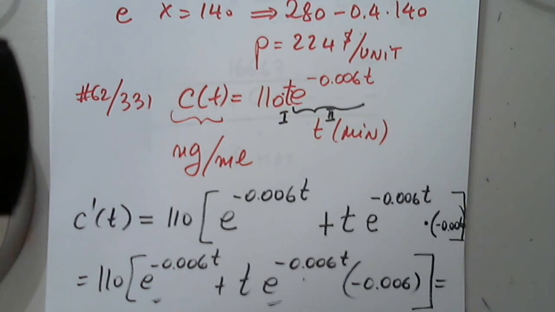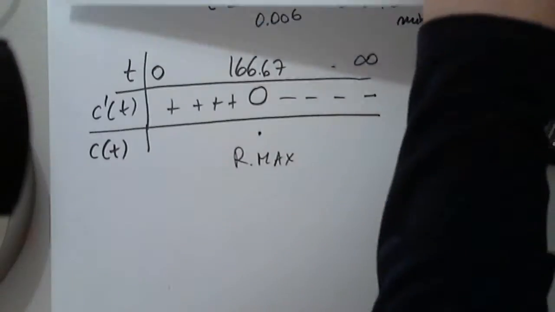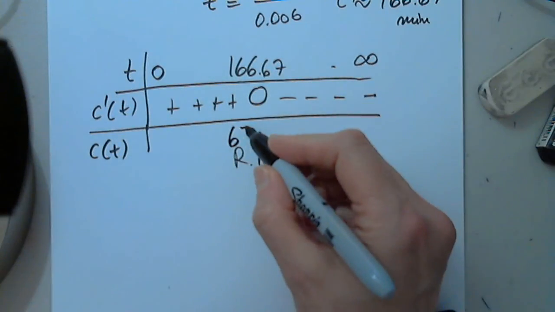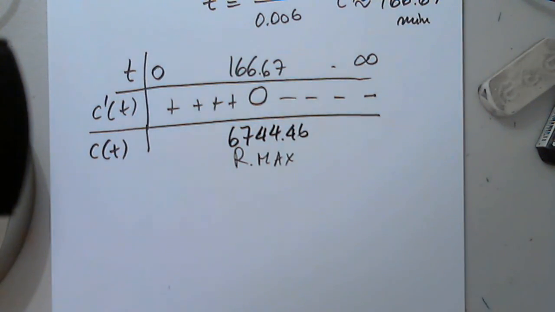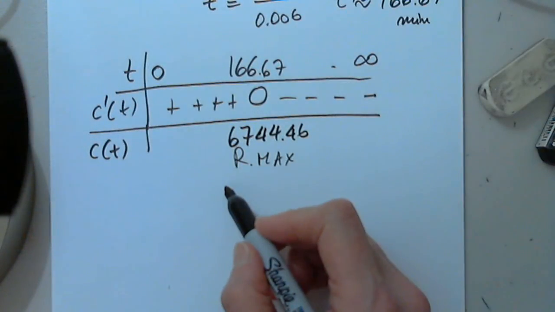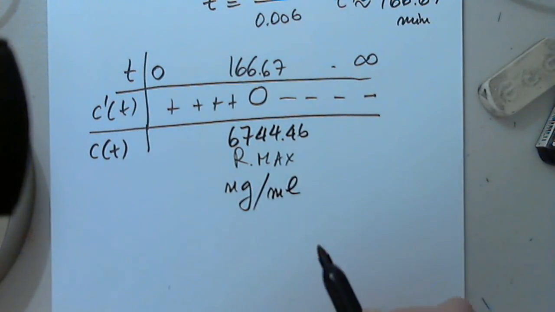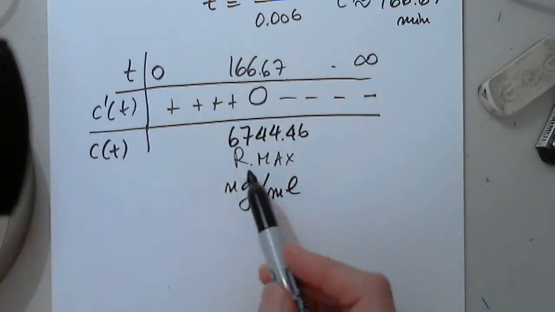So now I want to plug in 166.67 minutes. Okay. So the concentration is 6,744.46 nanograms per milliliter. Okay, so I have to write that down. The measurement unit. So let me copy that. 6,744.46. And this will be in nanograms per milliliter. And this is the time. And this is definitely maximum.